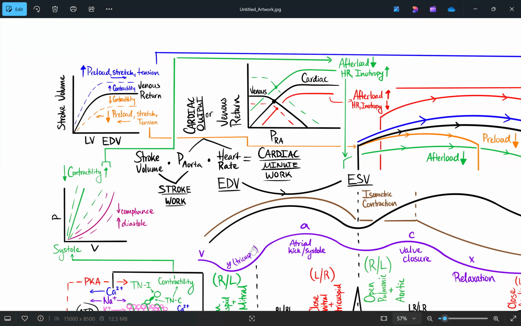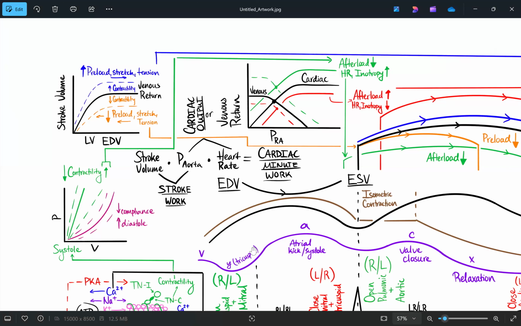For the green one, for example, if your contractility goes down, that means you're going to be less effective at squeezing, so you're going to need more pressure to eject volume. That results in a steeper curve because your pressure will go up, but you won't eject as much volume. Versus if your contractility goes up, your curve becomes less steep because you can use less pressure for more volume.